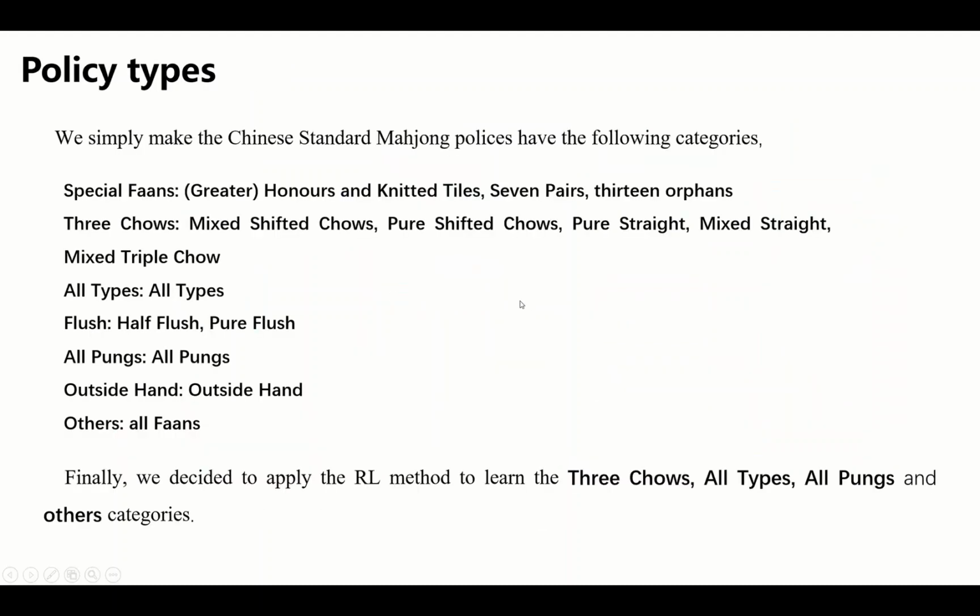A big characteristic of the Chinese standard Mahjong is its rich strategies. Therefore, when we use PPO to train only one model, the effect is not good. The trained model can only adapt to a certain type of strategy, such as 3 Chous or all types. We believe that this is because the PPO algorithm requires that the KL divergence of the new and old strategies be close, and the network parameters are not enough. Therefore, we tried to divide the Mahjong strategies into several categories.